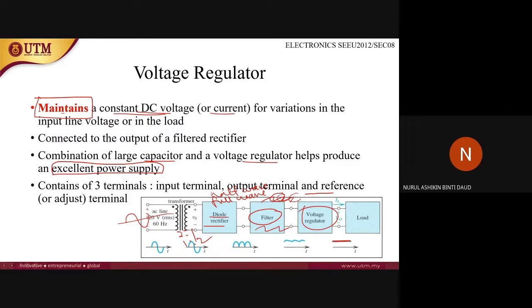If a circuit has no voltage regulator, only a filter, there is a possibility that there is still noise inside the waveform. So a voltage regulator is useful to make sure that the noise, after the wave has been filtered, is completely eliminated.